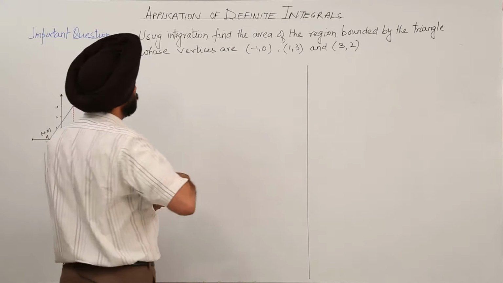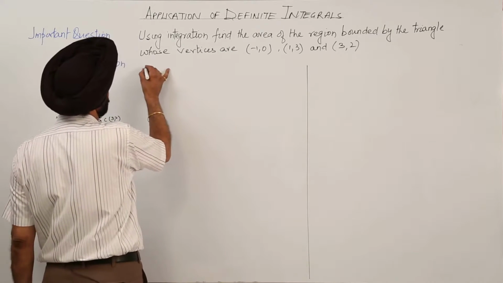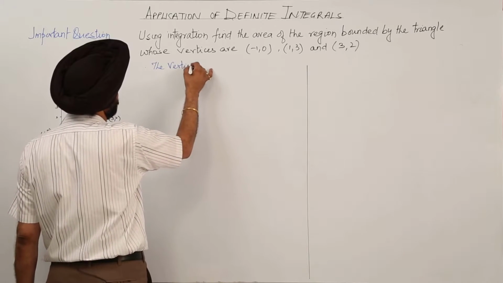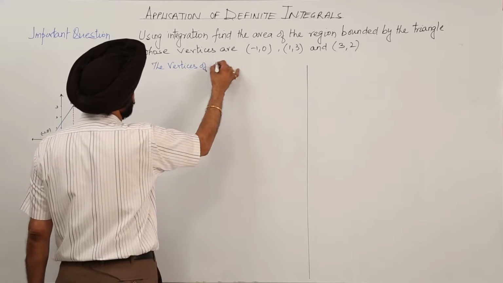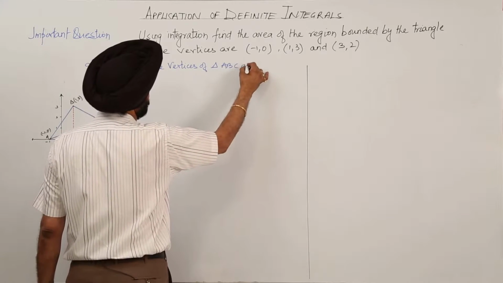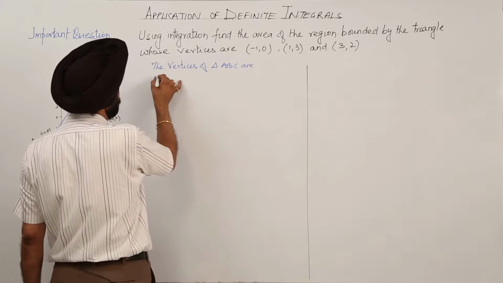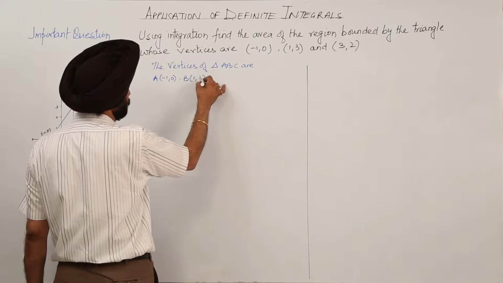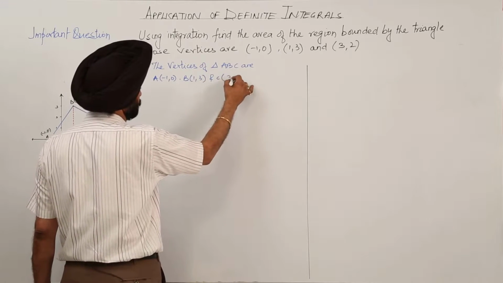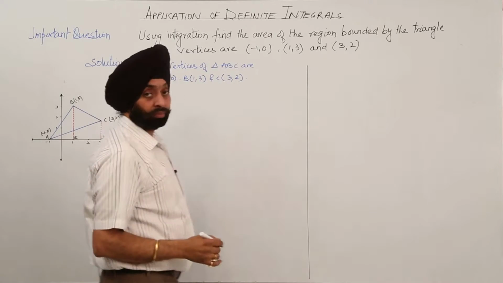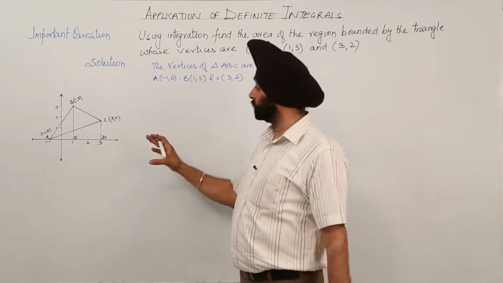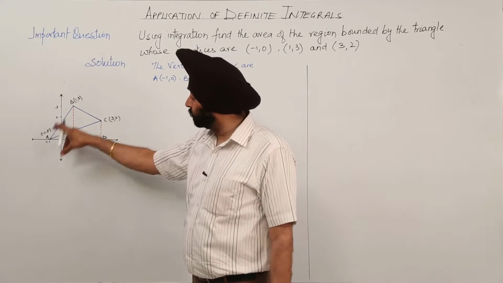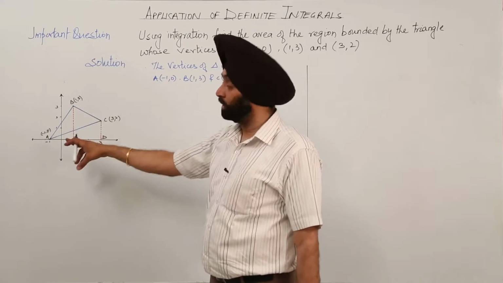Okay. So now the vertices of triangle ABC are A (-1, 0), B (1, 3) and C (3, 2). Now for finding the area using integration, first of all we want y dx for every equation. Okay, so let's find the equation for AB, BC and AC.